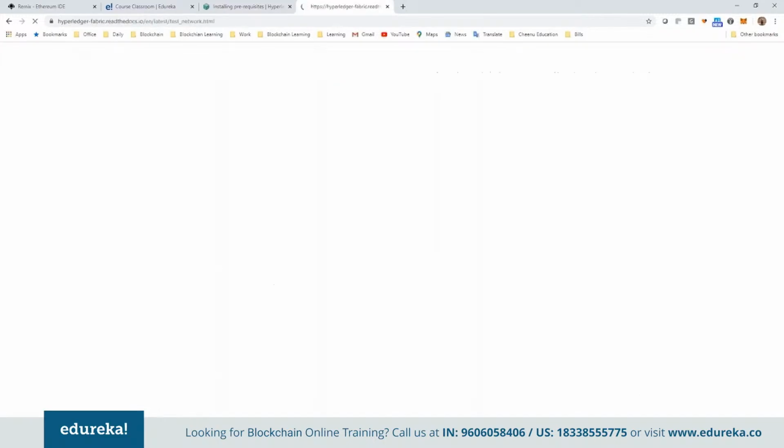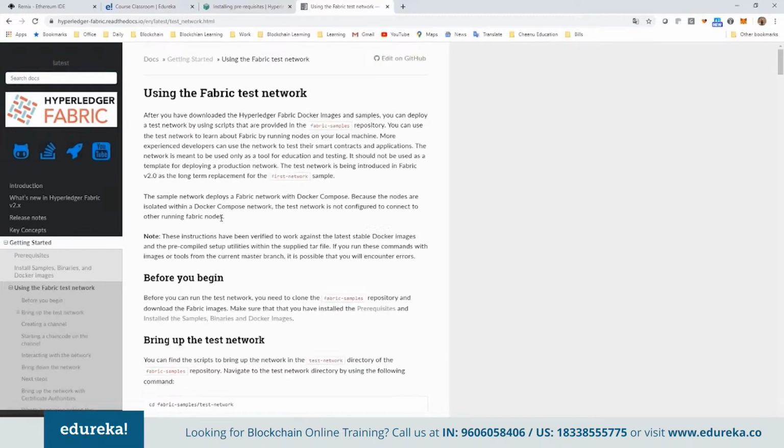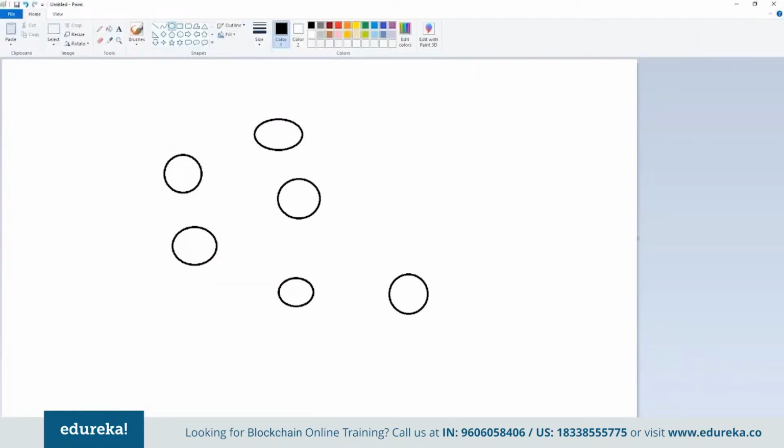It tells you each and everything about how the architecture looks, what the different entities in a Hyperledger network are, and how they interact with each other. So it's a very, very detailed architecture. Let me try to explain it using the diagram. Let's say this is my blockchain network. Now I can have different things apart from the blockchain network.